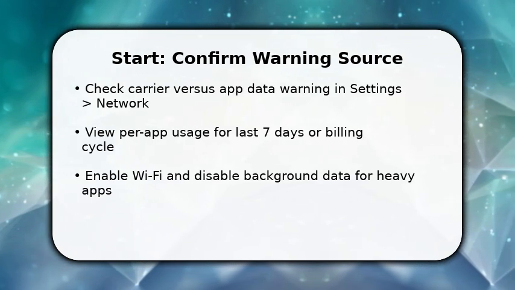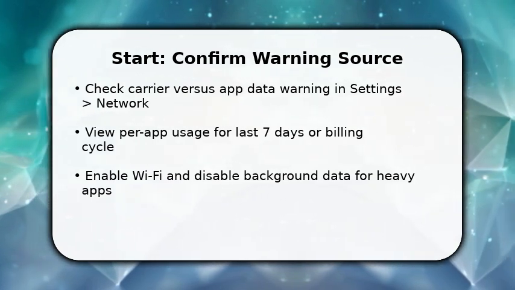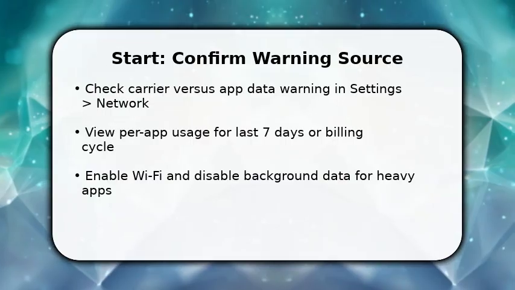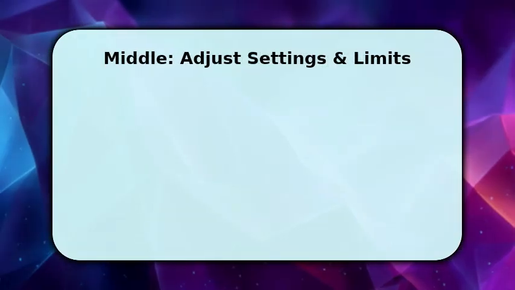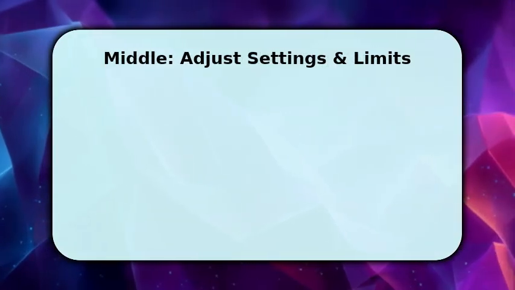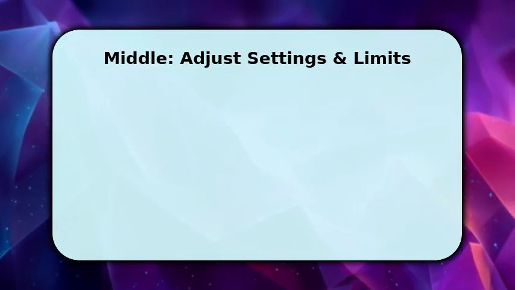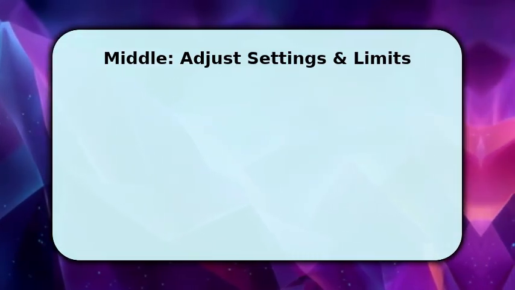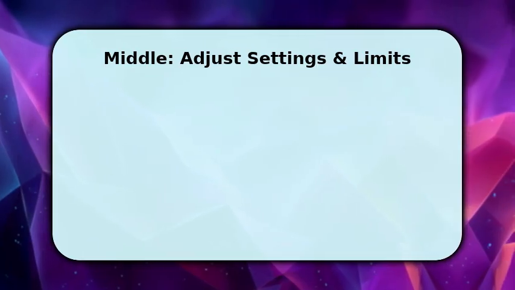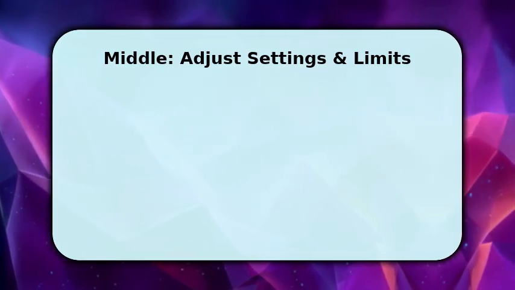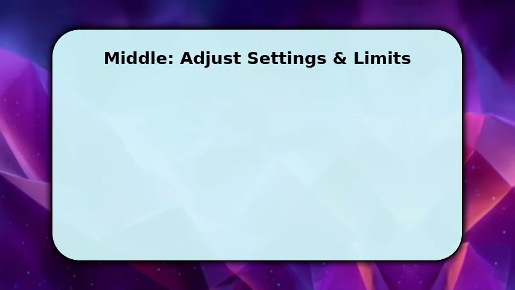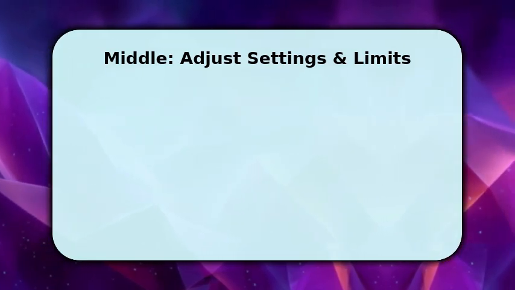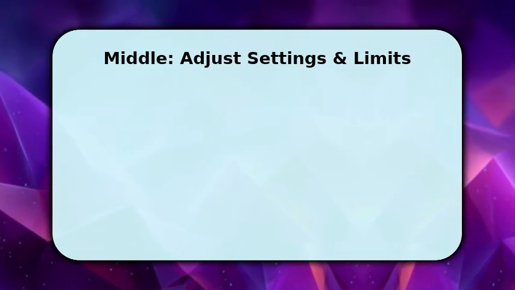Now adjust system and app controls to enforce limits. Create a 1/2 GB or percentage cap and set an alert at 80% so you get early notice. Make sure the hard limit is active. Enable Data Saver, turn off Wi-Fi Assist, and reduce sync frequency for mail and social apps. Move automatic backups and large downloads to Wi-Fi only and compress or lower video quality to reduce future usage.